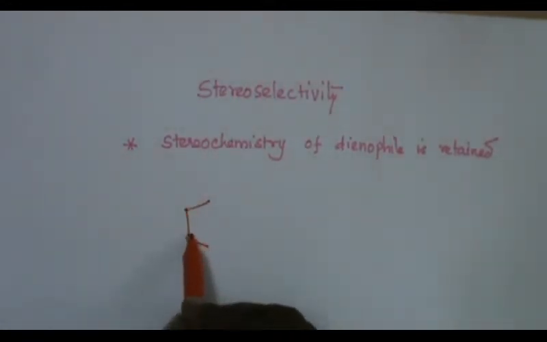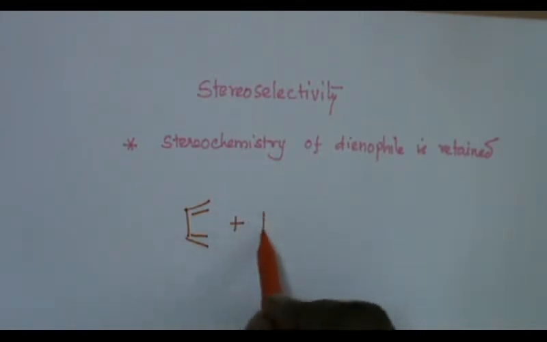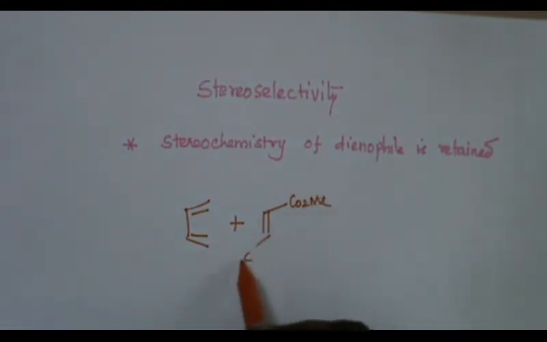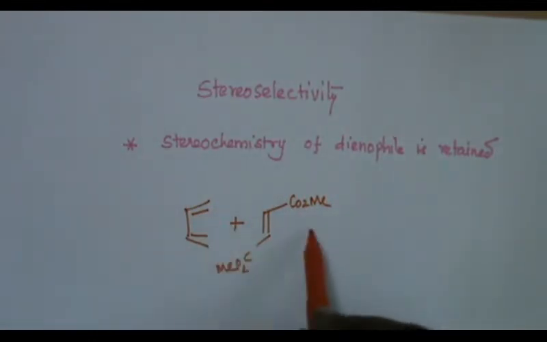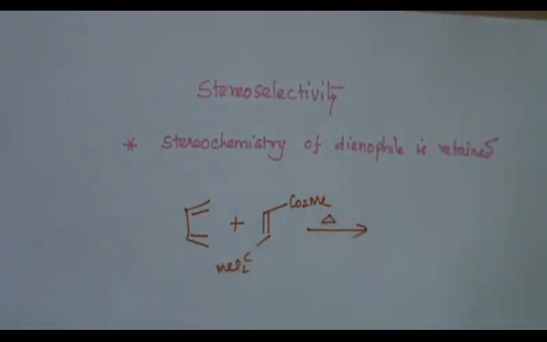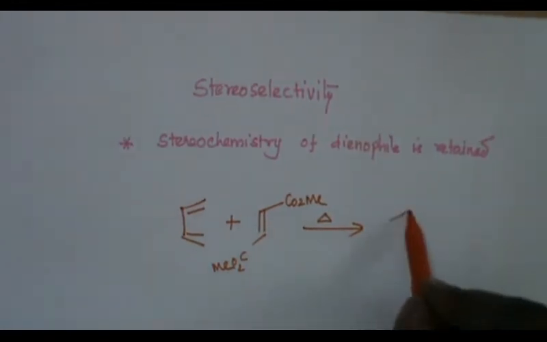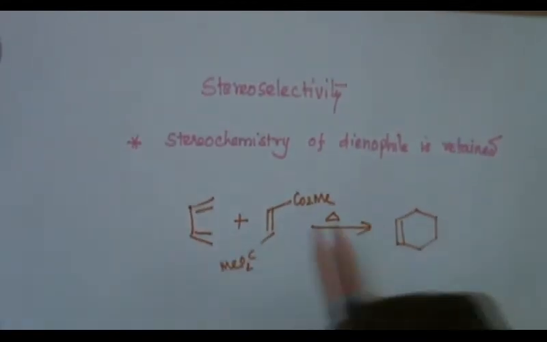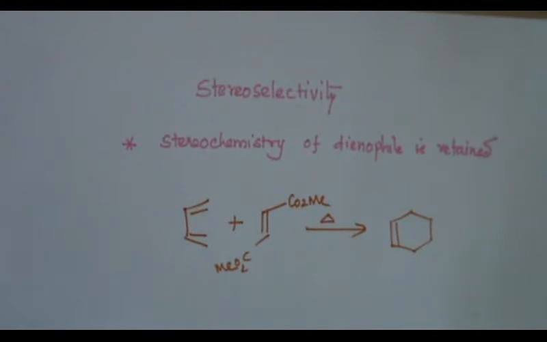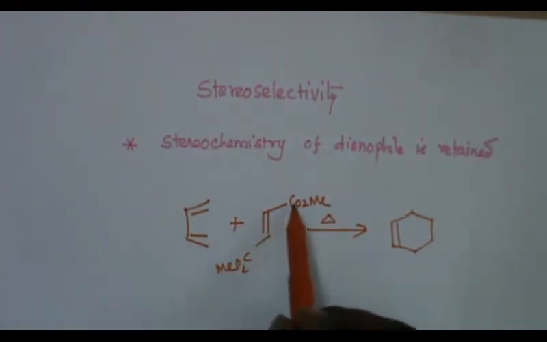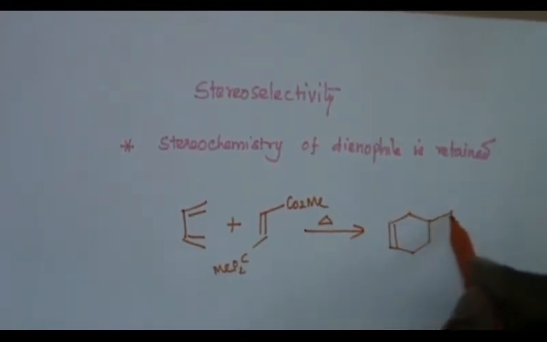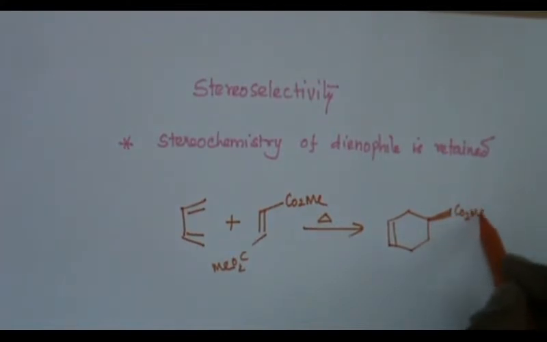To explain that, I make it simple. I go for a compound like this, dimethyl fumarate. When it is subjected to Diels Alder reaction, the product I get will be like this. Here and here there will be CO2Me. But what will be the stereochemistry? The stereochemistry is trans in the dienophile, so in the product also we get trans.